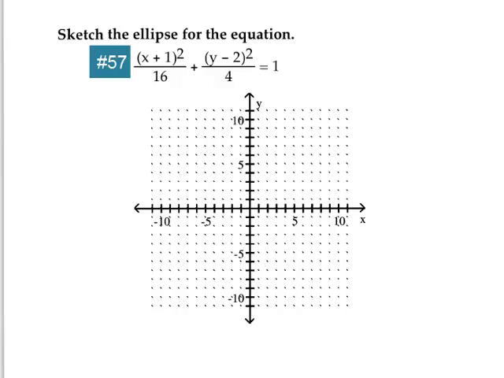Sketch the ellipse for the equation. We pull these numbers out of the parentheses and change their signs, and that gives us the center point: negative 1, comma, positive 2. We square root the numbers on the bottom, and that gives us how far we're going to go left and right and up and down. So we go to the center, negative 1, 2, put a dot. We're going to go left and right 4, up and down 2. Here's our ellipse.